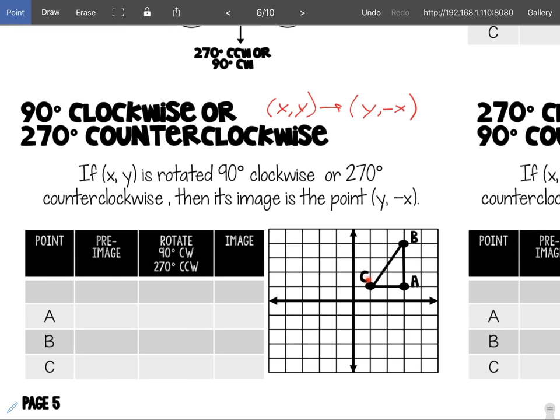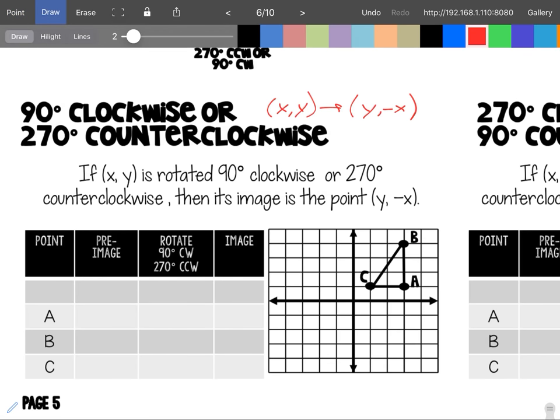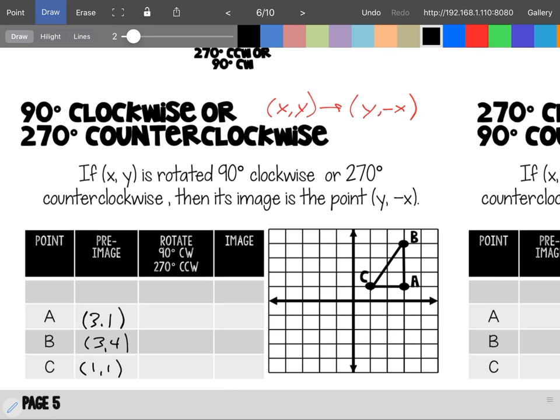So the first thing we've got to do is this thing right here that's showing right now. This is called the pre-image, this one right here, okay? So we need to write down the coordinates for the pre-image. So the point A, that is 3 to the right and 1 up. So that's going to be (3, 1). And then the point B, that is 3 right and 4 up. So that's (3, 4). And then the point C, that's 1 right, 1 up.